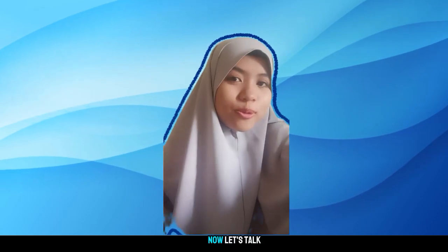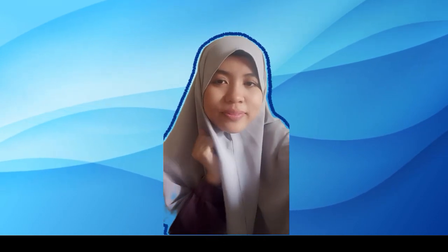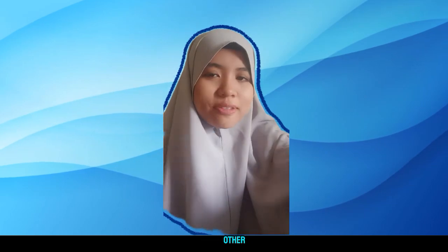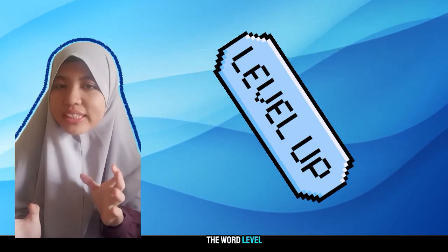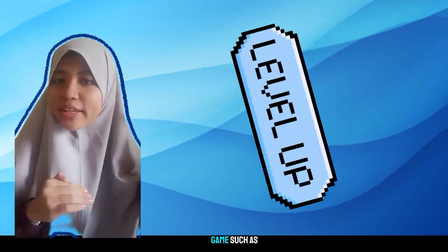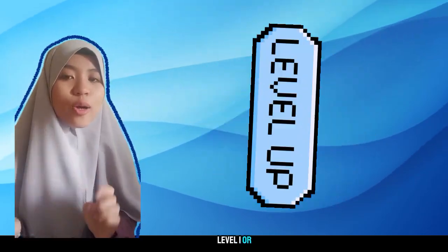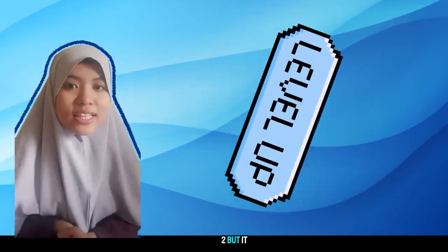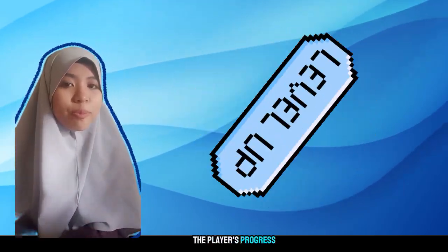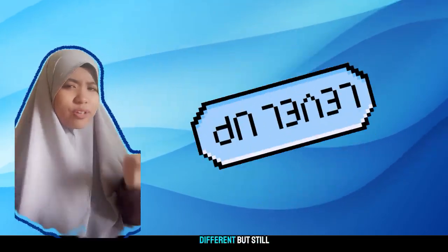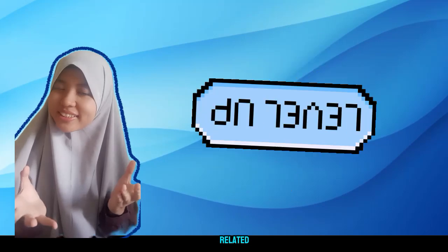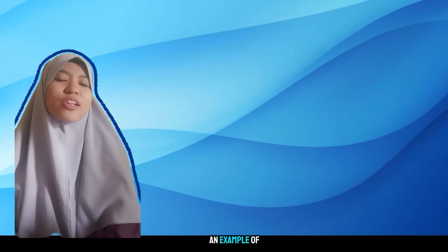Okay guys, now let's talk about polysemy. Polysemy happens when one word has multiple meanings that are still related to each other. For example, the word level can mean a stage in a game, such as level 1 or level 2, but it can also mean the player's progress or difficulty level. These meanings are different but still related. So this is an example of polysemy.